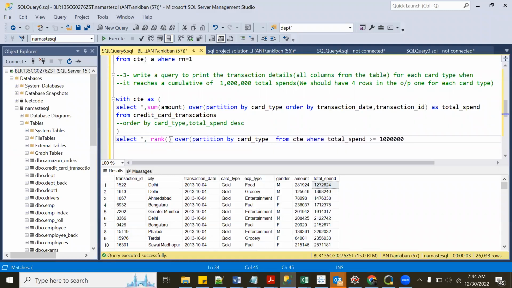So this is a very tricky question. Order by total spend, ascending or descending? Descending, sure. Anyone else? It should be ascending or descending? It will be ascending, sir, because we have to take the least one. Yes, we want the first transaction when it reaches the cumulative sum. So I will take ascending so that the lowest one will get rank 1.